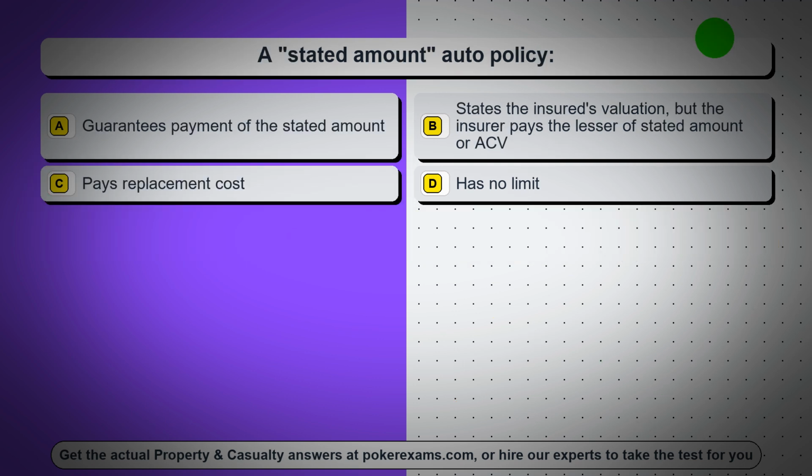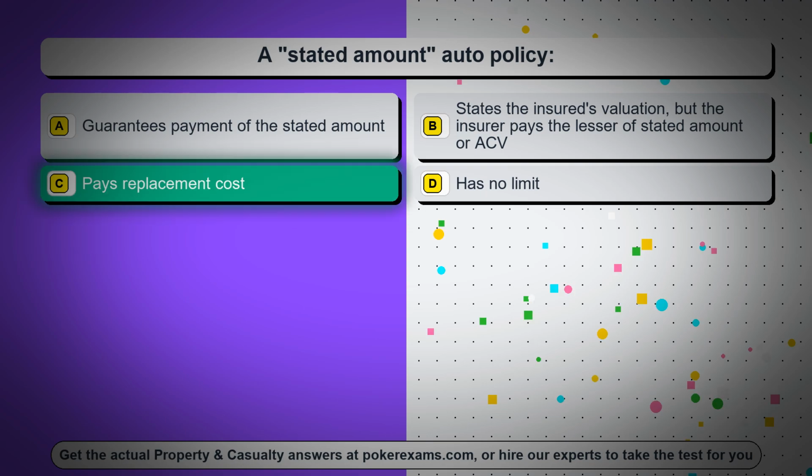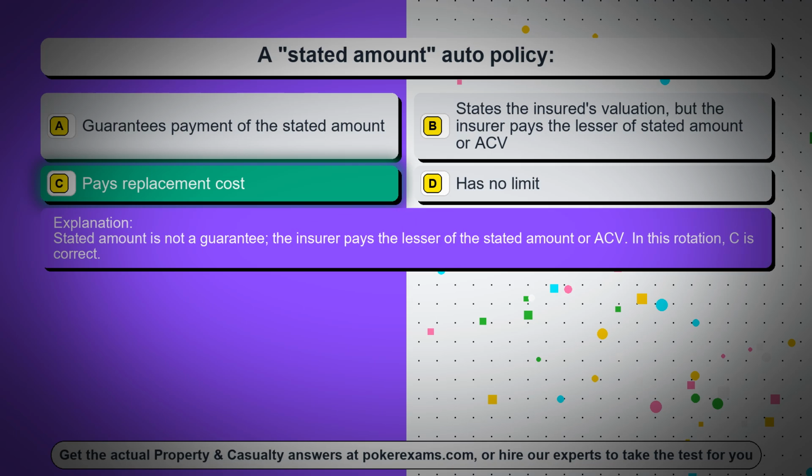Question 70. A stated amount auto policy. Option A guarantees payment of the stated amount. Option B states the insured's valuation, but the insurer pays the lesser of stated amount or ACV. Option C pays replacement cost. Option D has no limit. The correct answer is option C, pays replacement cost. Stated amount is not a guarantee, the insurer pays the lesser of the stated amount or ACV. In this rotation, C is correct.